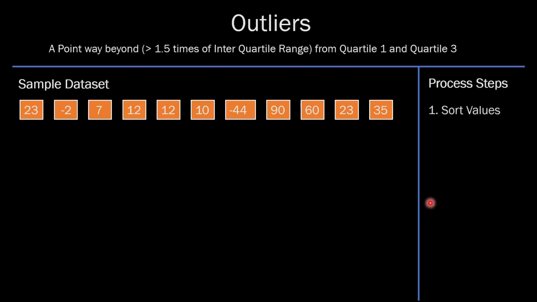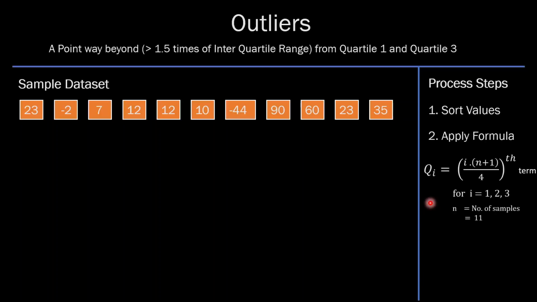First of all, we need to sort the values in ascending order and we need to apply the formula. The formula is Qi is equal to i multiplied by n plus 1, divided by 4th term, where i is nothing but 1, 2, 3. i is 1 means first quartile, i is equal to 2 is second quartile, i is equal to 3 is third quartile. And n is the number of samples, which is 11 in our case. Now, interquartile range is nothing but the value of quartile 3 minus the value of quartile 1.